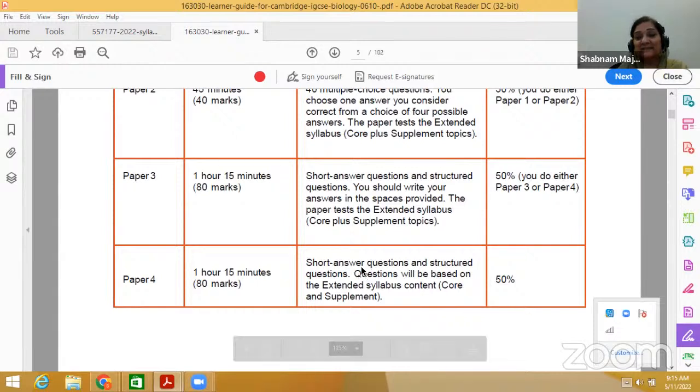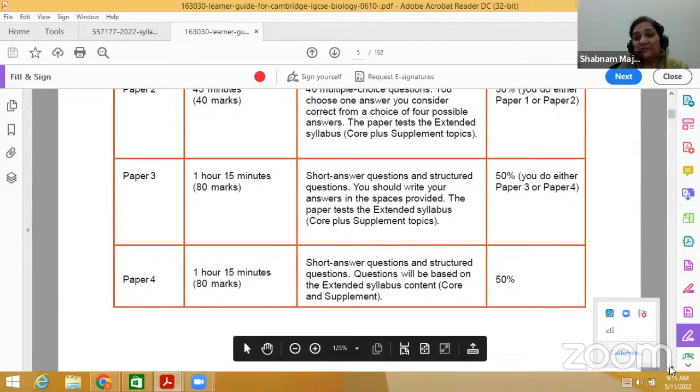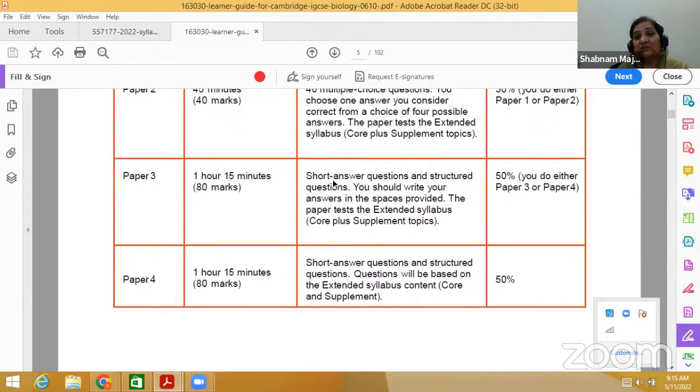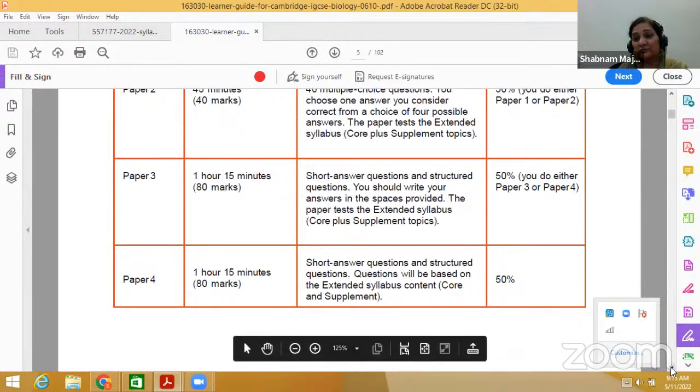This type of paper contains all short answer and structured questions. There are no free response or essay based questions. So this is for IGCSE paper 4, extended, and paper 3 is the core paper. Short answer questions, structured questions, and your answer should be written in the provided spaces. In core, you are not going to follow much of the extended syllabus, but you are going to focus on core topics.